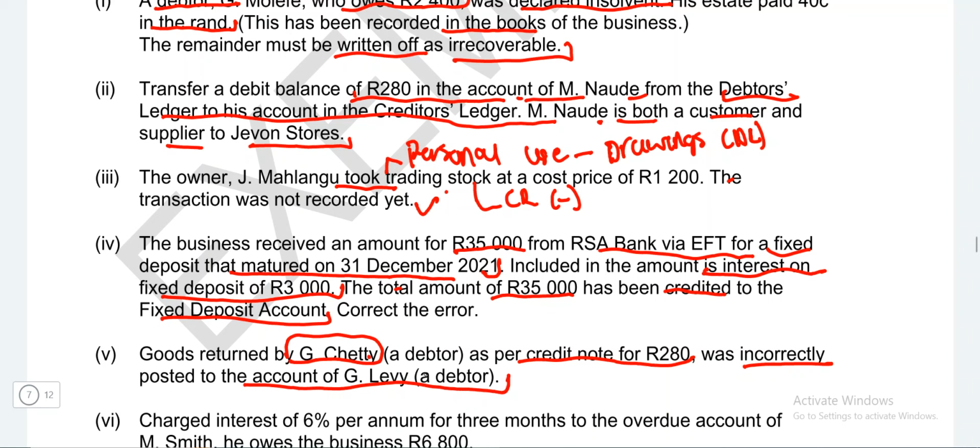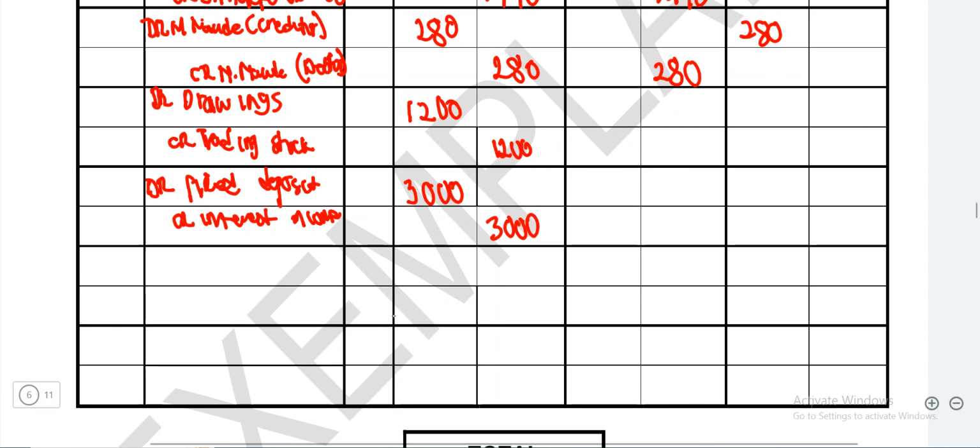It was the one that was credited. So when we correct that particular mistake, when we reverse that error, because they credited it, we must debit it to cancel the effect of that transaction. So the account debited is going to be, we're going to say debit G Levy, who is a debtor.